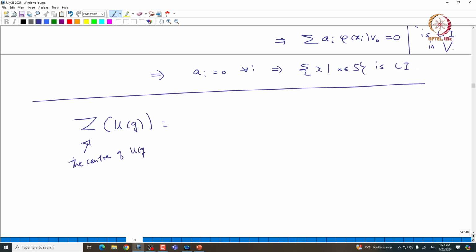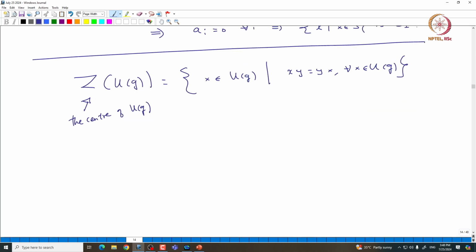By definition this is those elements x in UG that commute with all the elements. So, xy equals yx for all y in UG. So, this is the usual definition that you see in group theory or algebras. Okay. And then it is immediate that the center is indeed a subalgebra. Okay. This is a C subalgebra. So, UG is an associative algebra with unity, and the unit element commutes with all the elements of UG.